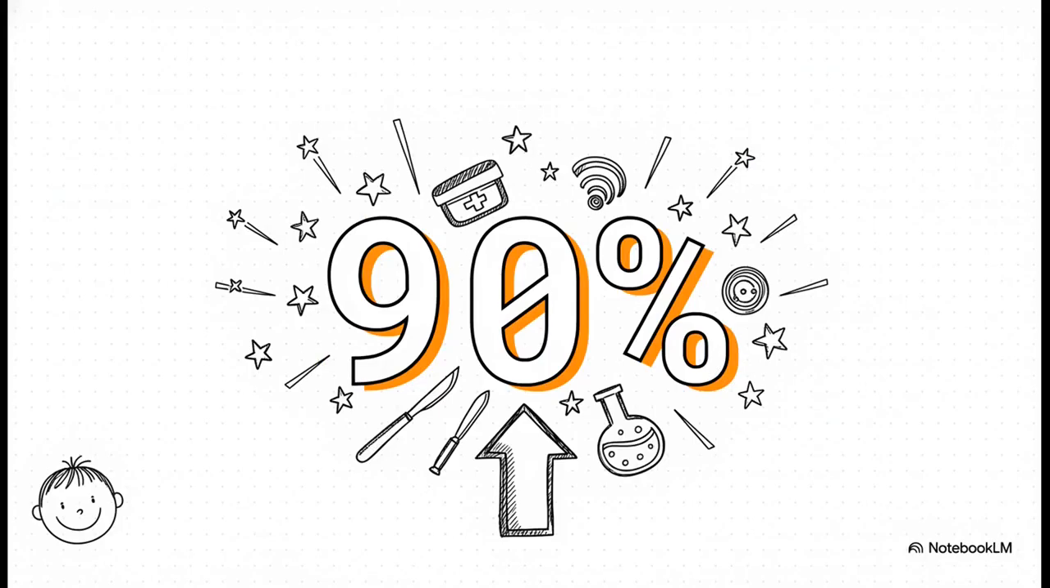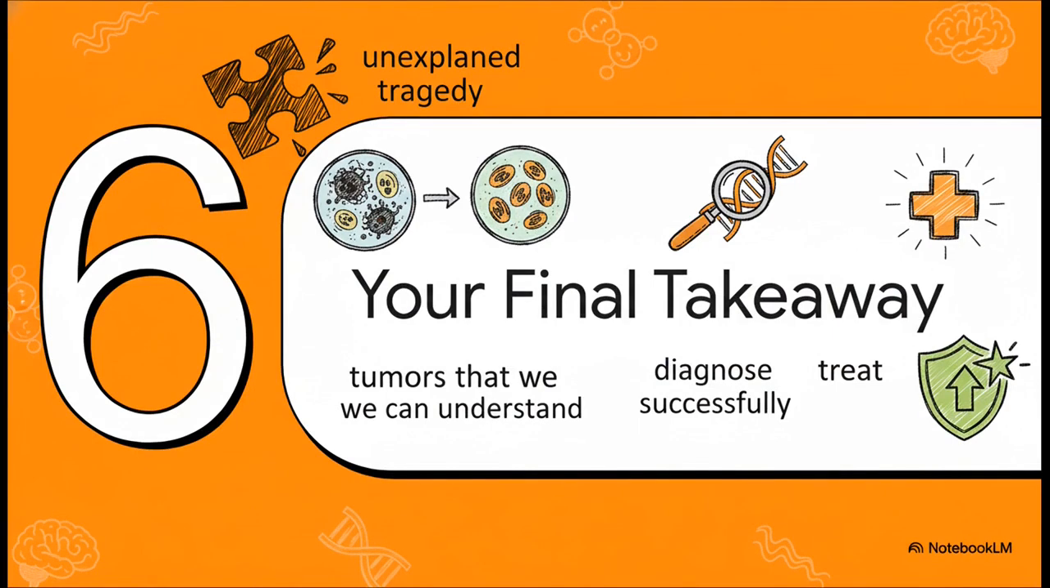And we end this case on a very positive, very hopeful note. With modern combination therapy, surgery, chemotherapy, and sometimes radiation, the cure rate for Wilms tumor is now around 90%. This is one of the great triumphs of pediatric oncology, a true, genuine success story. So, we have gone from an unexplained tragedy to tumors that we can understand, diagnose, and most importantly, treat successfully.